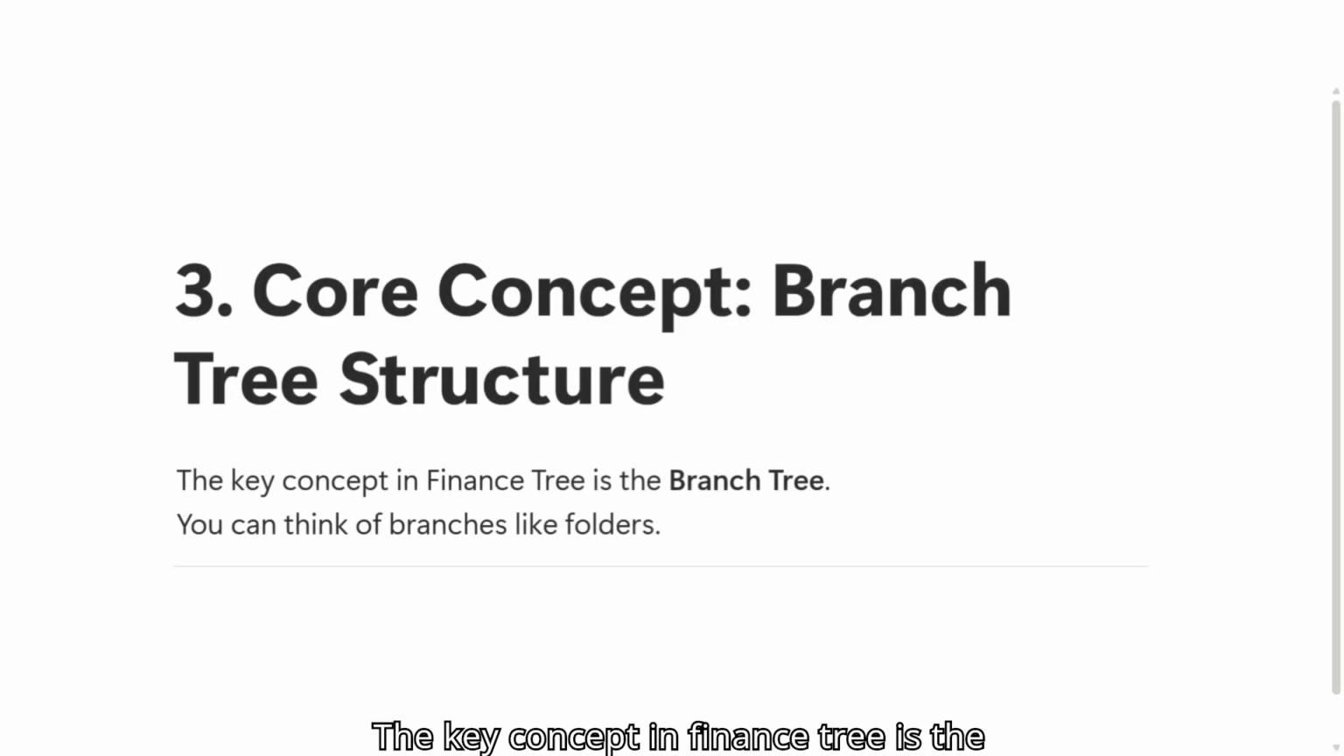The key concept in Finance Tree is the branch tree. You can think of branches like folders on your computer. At the top, you have a root branch called home. Under home, you can create big areas like personal or side projects. Under each of those, you can keep adding smaller and smaller branches until the structure matches how you think about your money. This tree is where all your expenditures and incomes get organized.